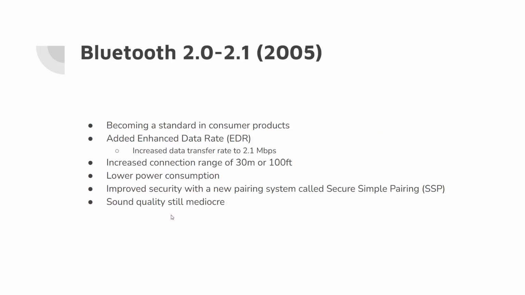So now we'll fast forward to 2005, and we have Bluetooth 2.0 and 2.1. It started becoming standard in a lot of consumer products, since I remember when I started seeing Bluetooth. And we had a new data transfer mode called Enhanced Data Rate, or EDR.